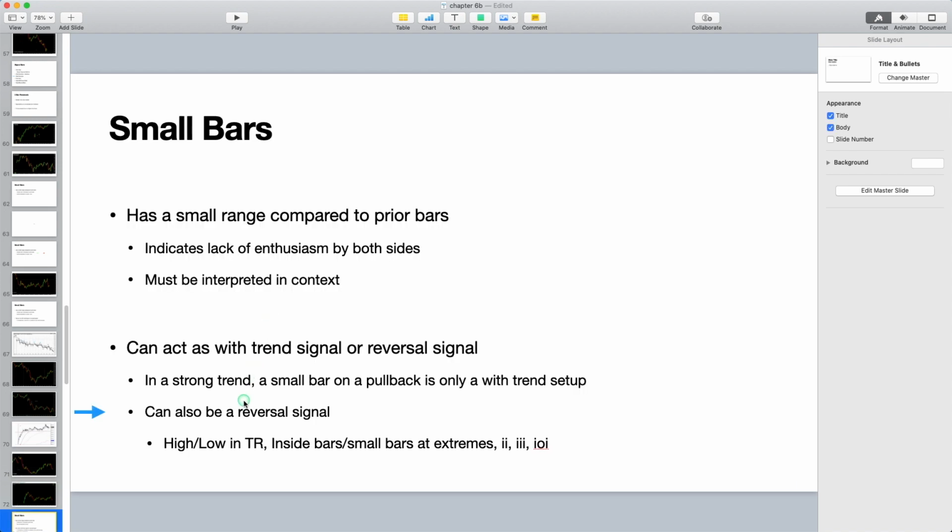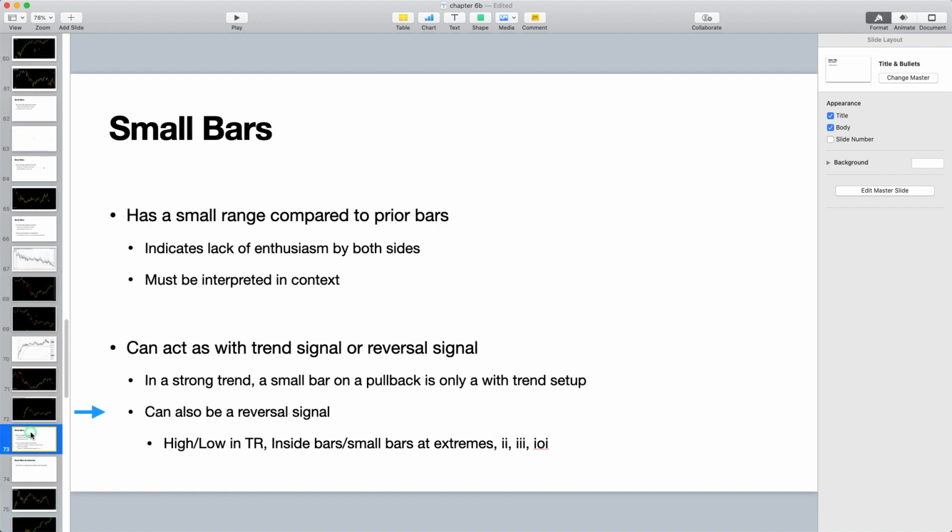Now, a small bar can also be a reversal signal if the location and the context are right. And so that's high or low in a trading range, inside bars or small bars at extremes, and then IIs, IIIs, and IOIs. I don't talk much about these last two because Al doesn't mention them in too much detail in the chapter, but I will go over all these other ones, and you can see a brief explanation in chapter 6 about these last two, IIIs and IOIs.